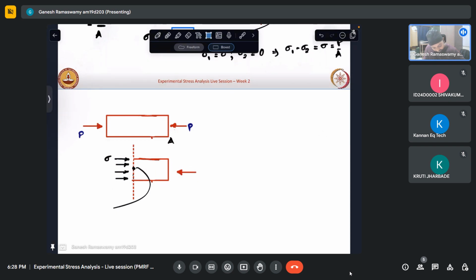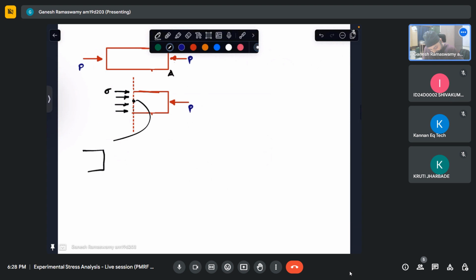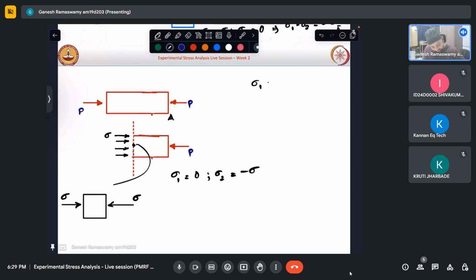So this gets reversed, and I have my state of stress here as compression equal to sigma, nothing else. So sigma 1 in this case is 0. Sigma 2 is nothing but minus sigma, because we follow the convention that sigma 1 is greater than sigma 2 greater than sigma 3.